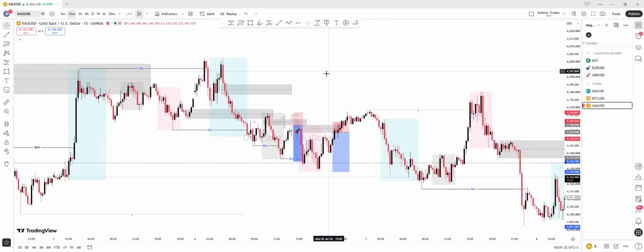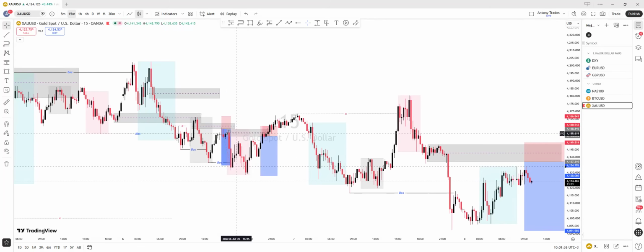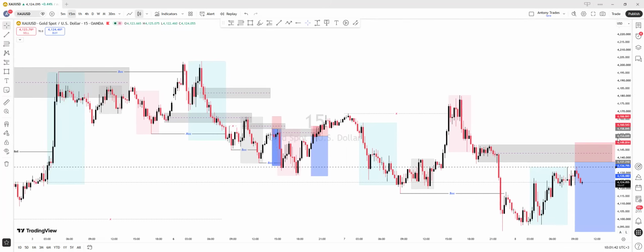After that we saw another break of structure here to the downside, and I had this point of interest here. But this is why I'm telling you guys, you have to know the time of the day when you are taking your entries.